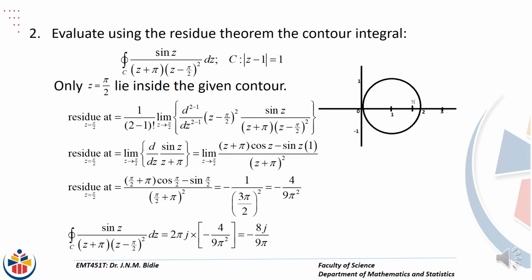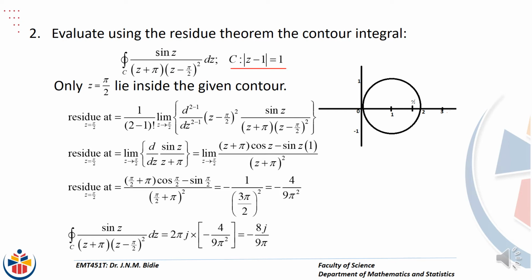Number 2, we evaluate again the given contour integral using the residue theorem, and the region given to us is the modulus of z minus 1 equal to 1. Note the center is at 1 and the radius is 1. So what I did was to draw the region, and then note the poles. One pole is at z equal to -pi, and the other pole is at z equal to pi over 2, and it's a double pole.